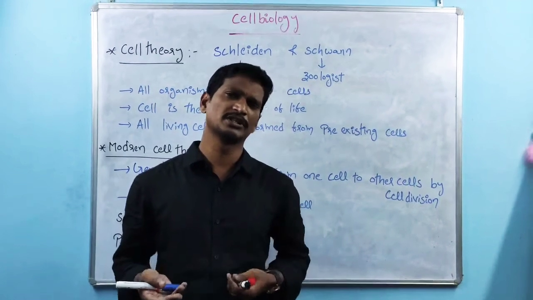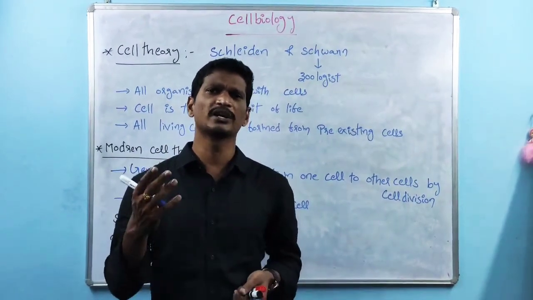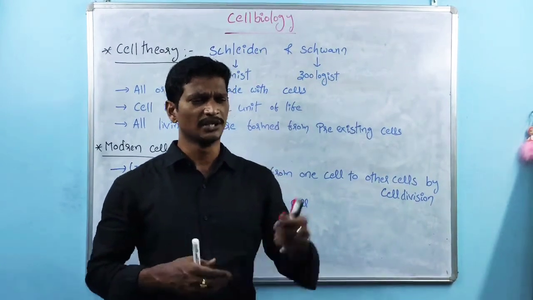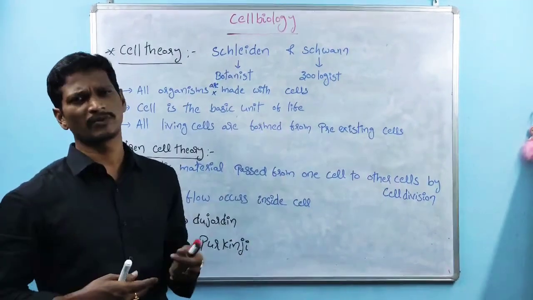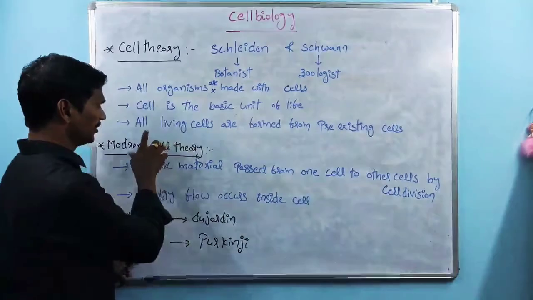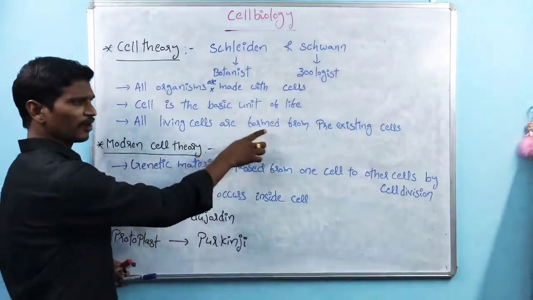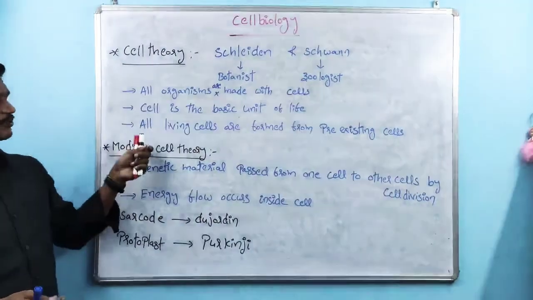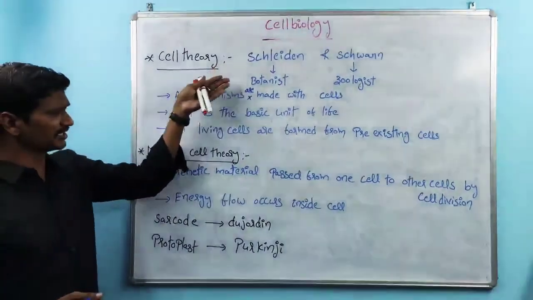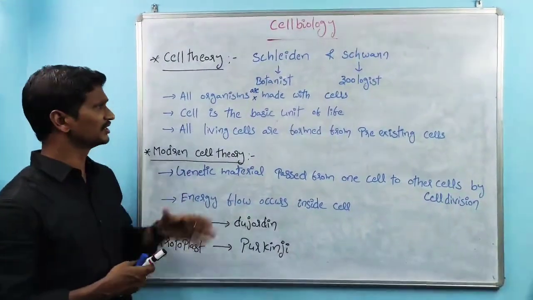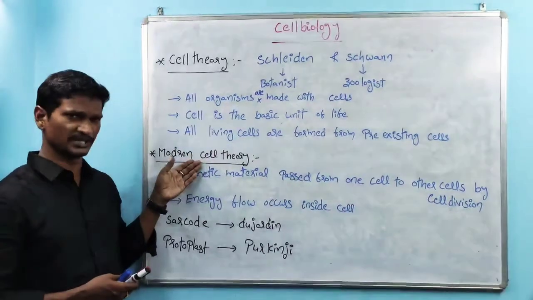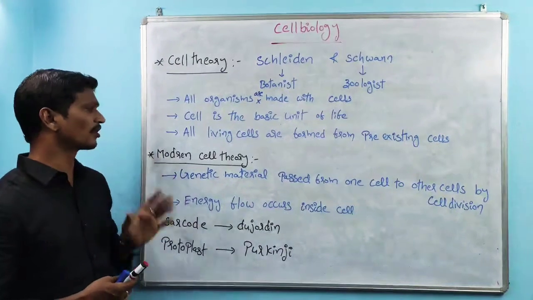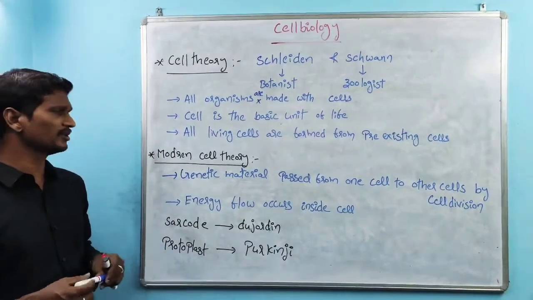See, human beings, we are called advanced organisms. We all evolved from prokaryotic cells. In the middle, there are so many connecting organisms. So, all living cells are formed from pre-existing cells. Right. And coming to the next one, modern cell theory. After this theory, two more points are added. These three points are common in modern cell theory, but two more points are added to the cell theory. That is called modern cell theory.